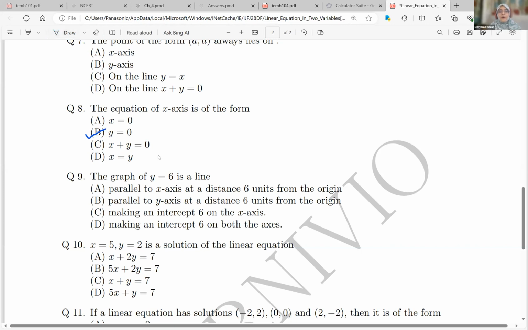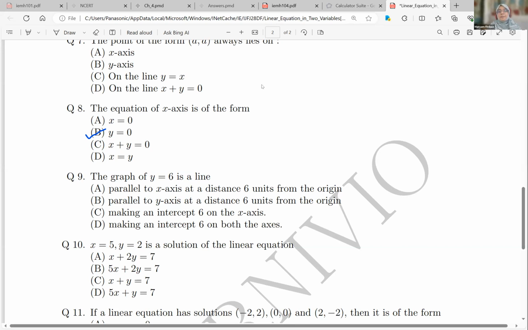All right. Abdul Rahman, please unmute, dear. This one, the question number 9. The graph of y equals 6 is a line, which of these options? Parallel to x-axis at a distance 6 units from the origin, parallel to y-axis at a distance 6 units from the origin, making an intercept 6 on the x-axis.